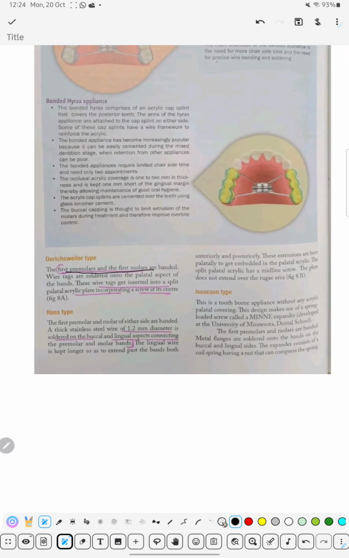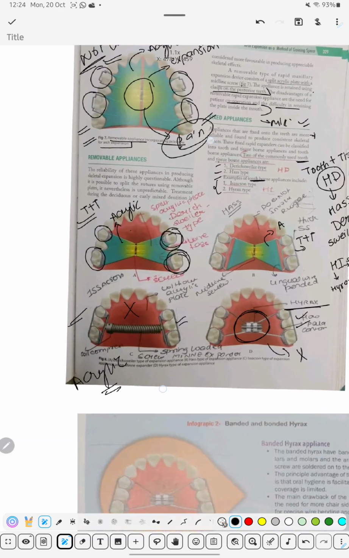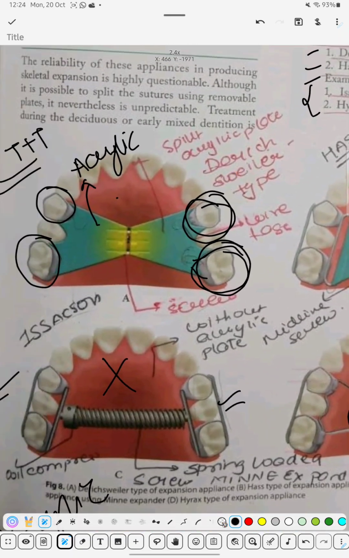The wire tags are soldered into the palatal aspect of the band. The wire tags are inserted into the split palatal acrylic plate incorporating a screw. So these palatal tags which are there from this clasp are inserted into the acrylic plate, and that acrylic plate consists of a midline screw.